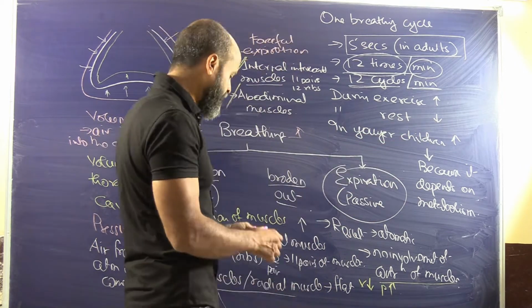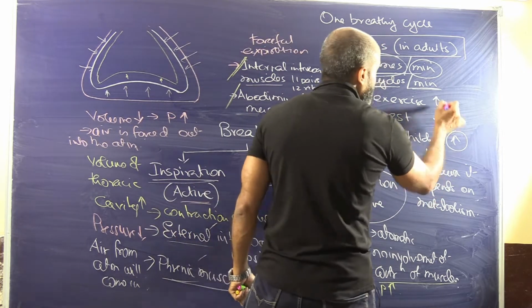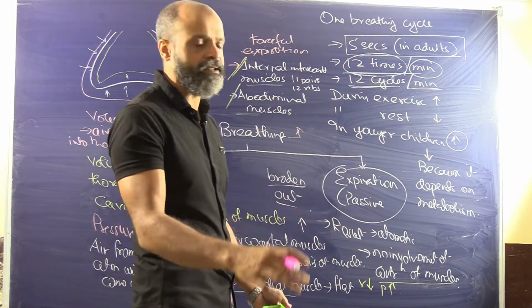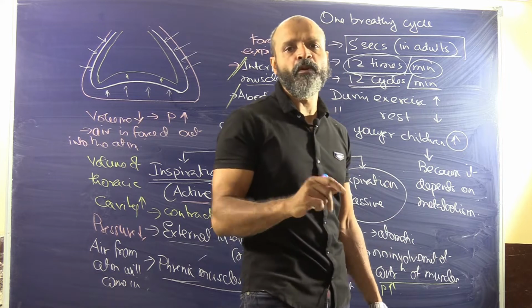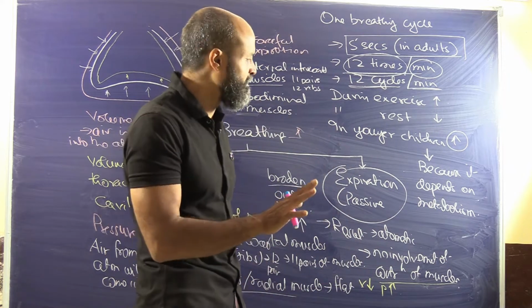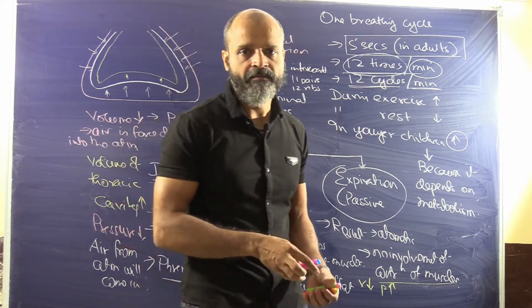Okay, so in younger children this rate is higher. This 12 cycles per minute rate is higher because it depends upon their metabolism. So the breathing rate basically depends upon the metabolism.